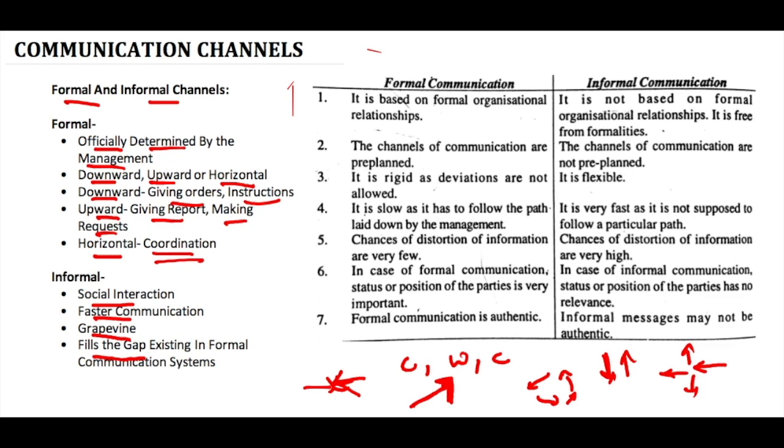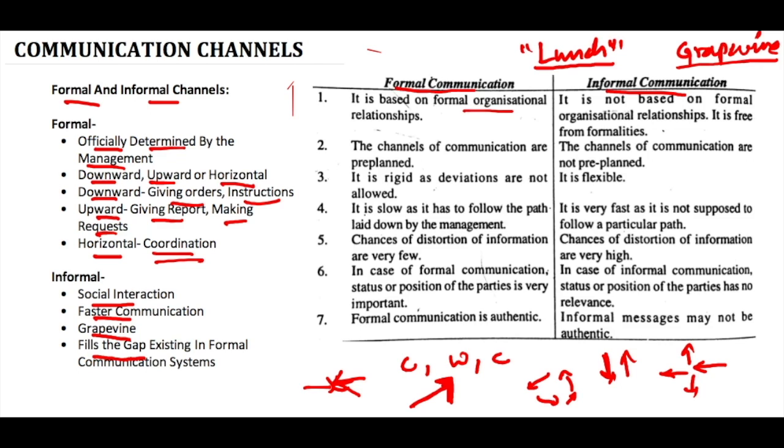For example, lunchtime is the best time where you indulge in informal channels of communication. So in lunchtime you're communicating with other people of other departments, and in that way you're using informal channel of communication, namely grapevine. So you're using grapevine to communicate cross department with other people in the organization. So let's see the difference as provided in the books.